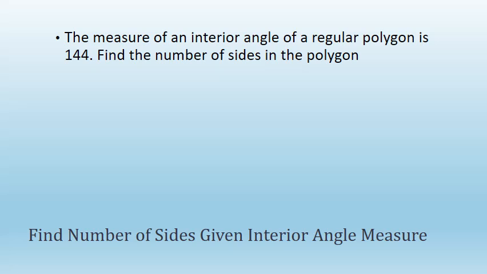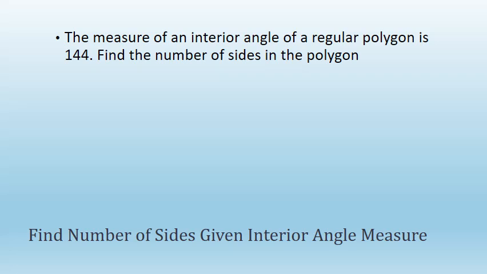All right, now we're going to use the polygon interior angle sum theorem to help us determine the number of sides in a polygon. And this corresponds to example 3 in your textbook, which is on page 396, top of the page. It says here the measure of an interior angle of a regular polygon is 144. Find the number of sides in the polygon.